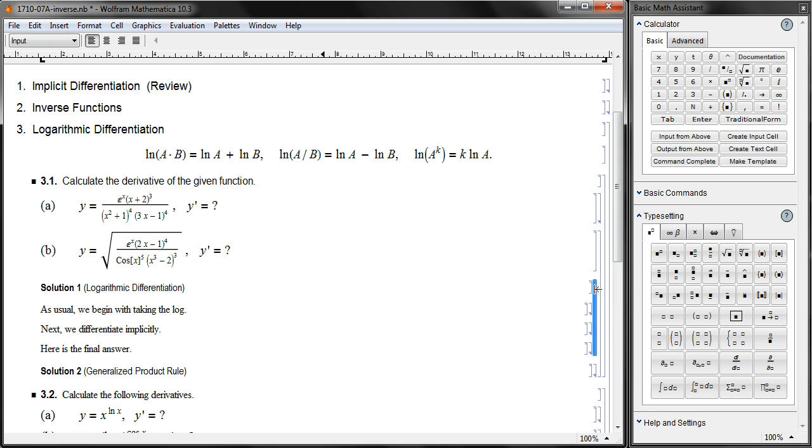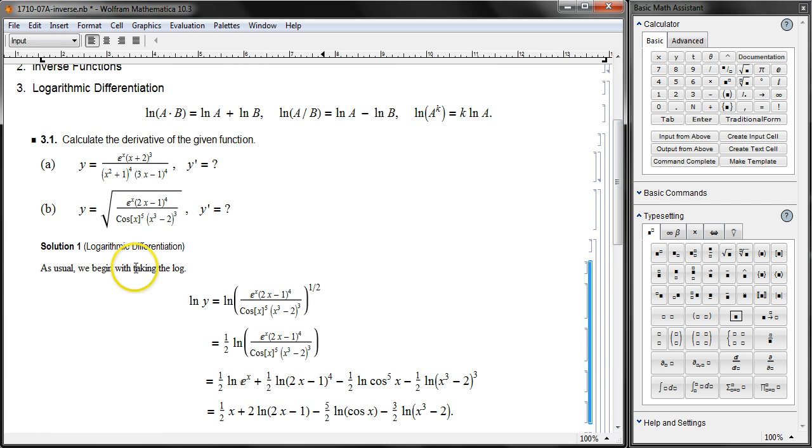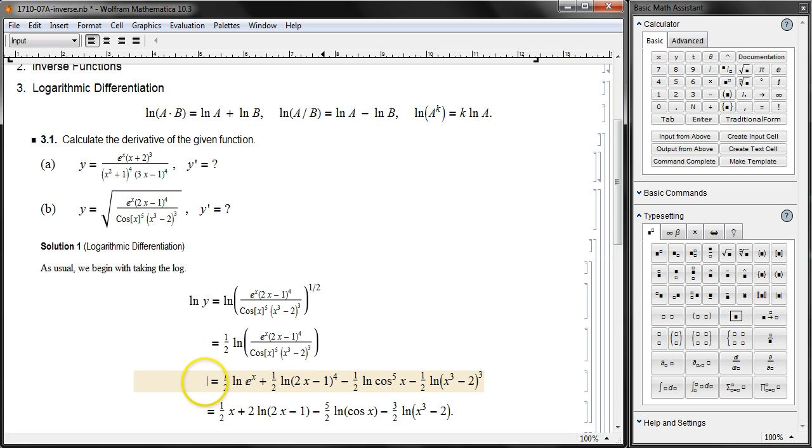Okay. As usual, take the log of both sides. Log of y is log of this big expression, but square root is 1/2 power, so we just flip it over. And then 1/2 comes out as coefficient by the log rule. Okay, and then we can simplify this big expression here. Everything in numerator plus, everything in denominator minus. So this is what we get. Plus plus minus minus.